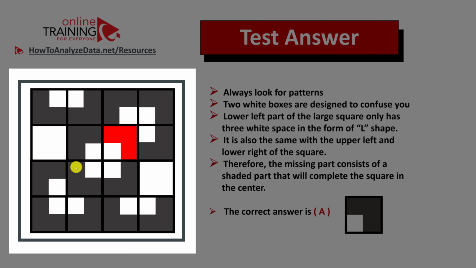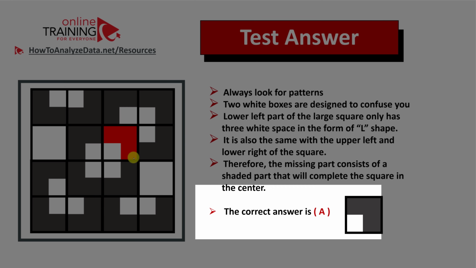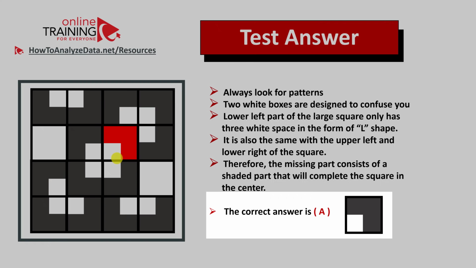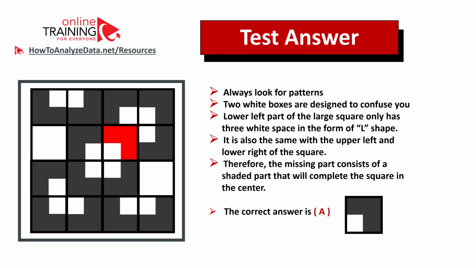Lower left part of the larger square only has 3 white spaces in the form of L shape. Similar symmetrical pattern follows in the upper right corner. This is why the missing part consists of the shaded part, which completes the square in the center. So the correct answer here is choice A. Hopefully you've nailed this question and now know how to answer similar problems on the test.